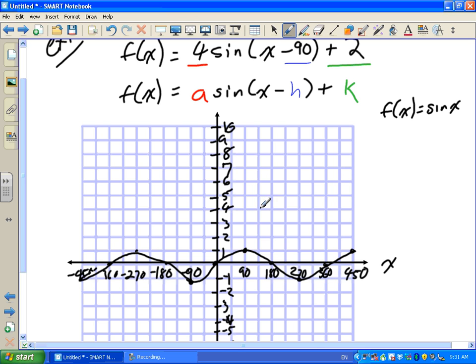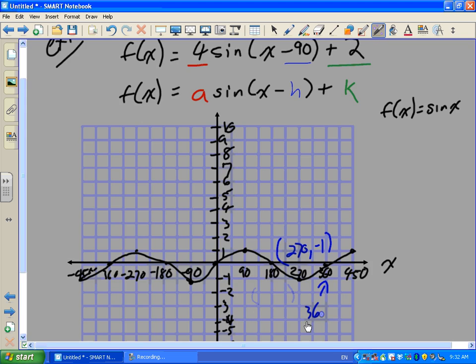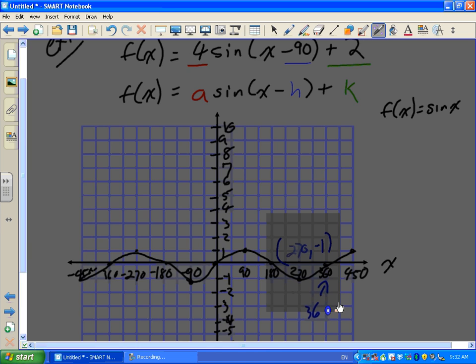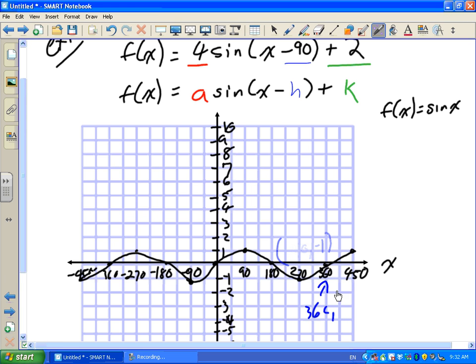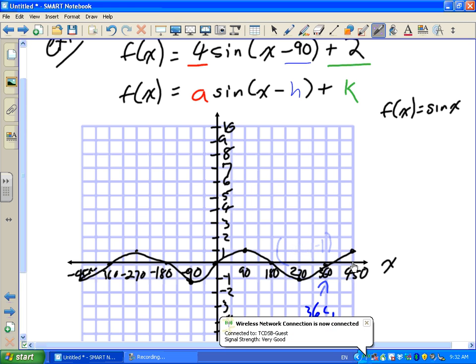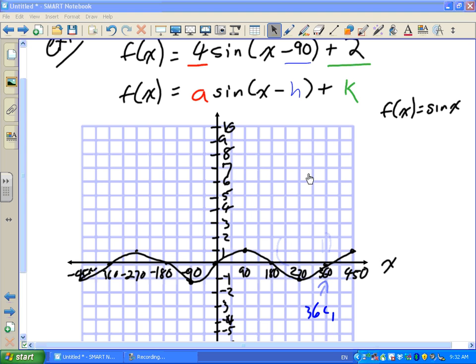Okay, if they ever ask for key points of a sine wave, they're talking about 1, 2, 3, 4, and 5. These are 5 key points on a sine wave. We have 0 and 0, 90 and 1, 180 and 0, 270 and negative 1, 360 and 0. Can't get that 0 in. And finally, that's it. Those are 5 key points on a sine graph, okay?